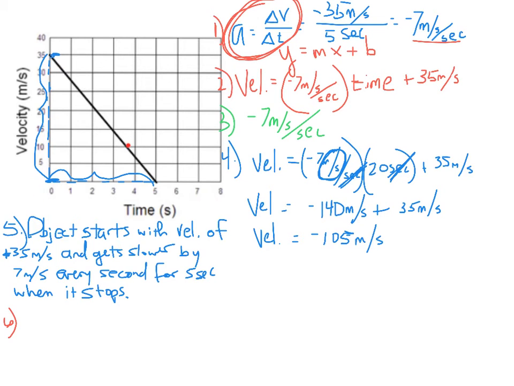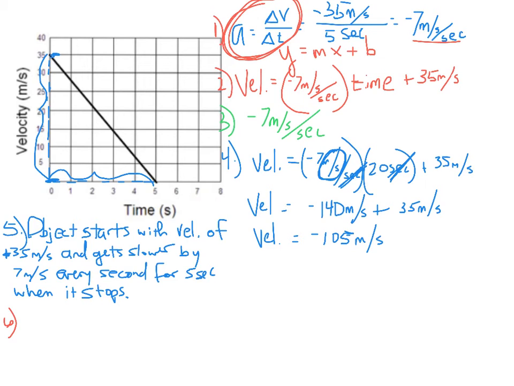But the slope's negative, which is telling you, in this case, it's getting slower by 7 meters per second every second. The velocity is going down, decreasing by 7 meters per second every second. That's what this slope's telling us, not that it's traveling in a negative direction. It's still traveling in a positive direction, but it's slowing down, all right? Which is going to impact your motion map here.